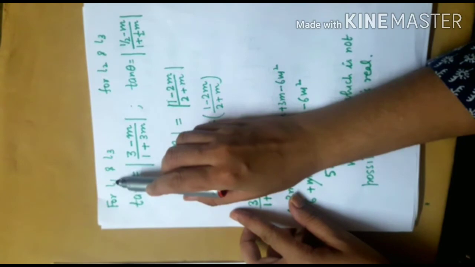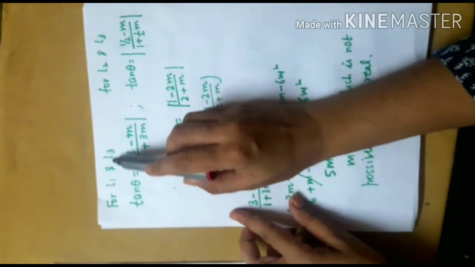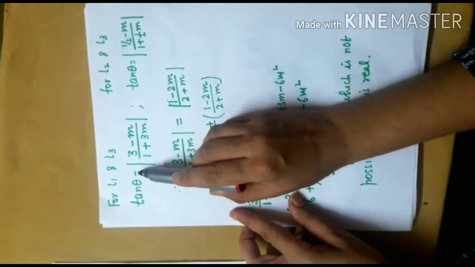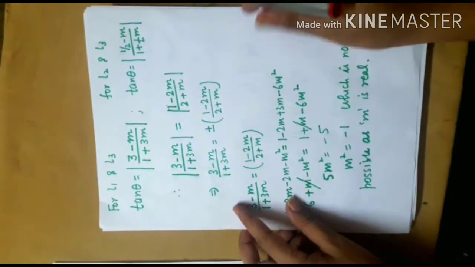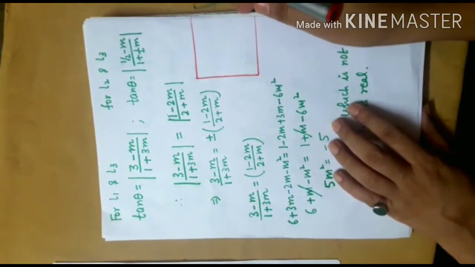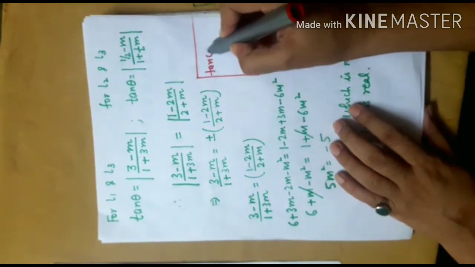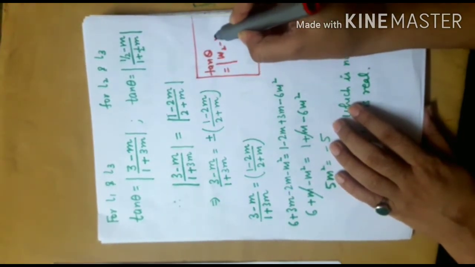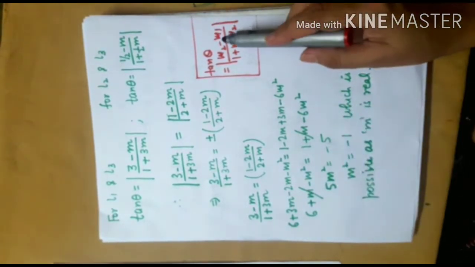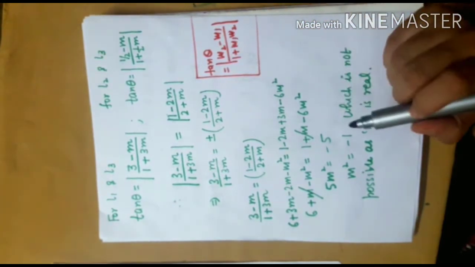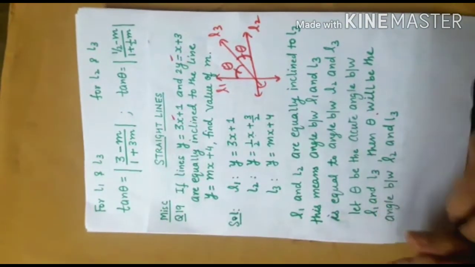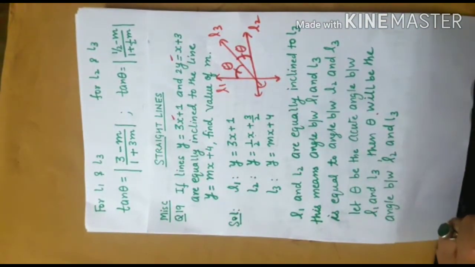Now for lines L1 and L3, the acute angle between L1 and L3 is theta. So tan theta will be equal to, yes, we know that if theta is the acute angle between the lines, then tan theta is equal to m2 minus m1 over 1 plus m1 into m2, where m1 and m2 are slopes of the lines. So here we are talking about L1 and L3. So I need the slopes of lines L1 and L3.